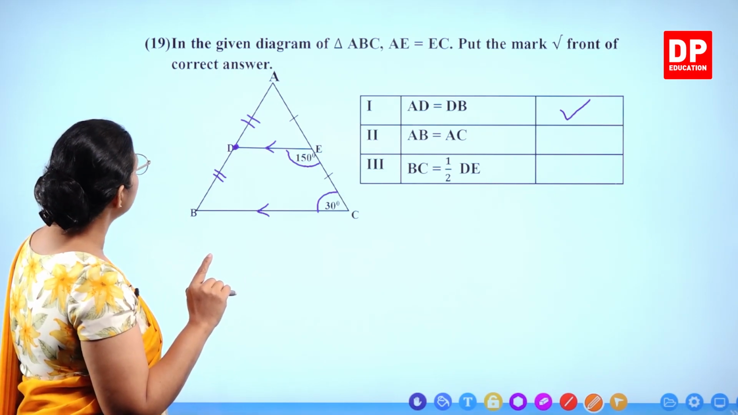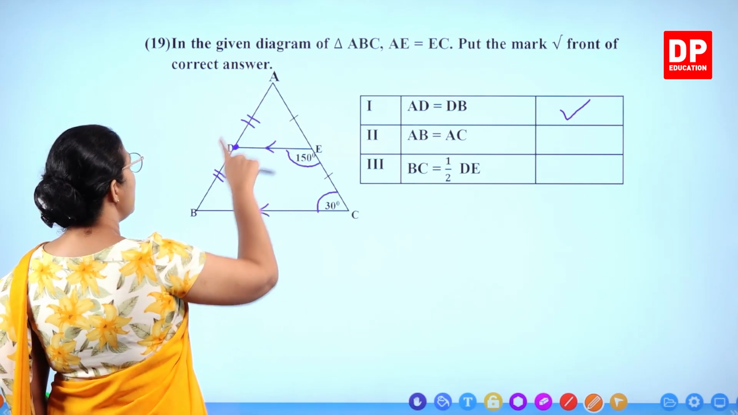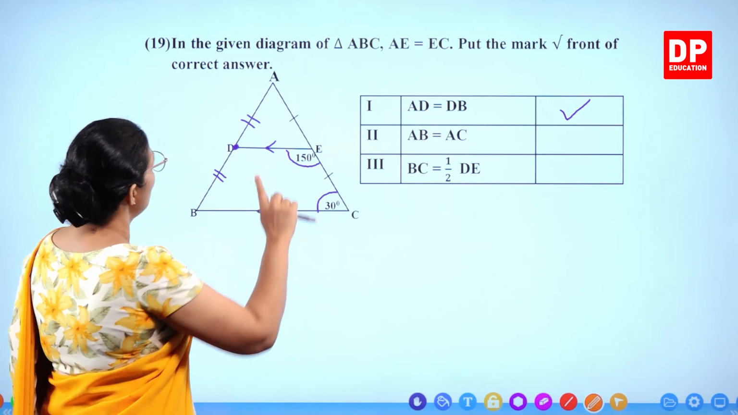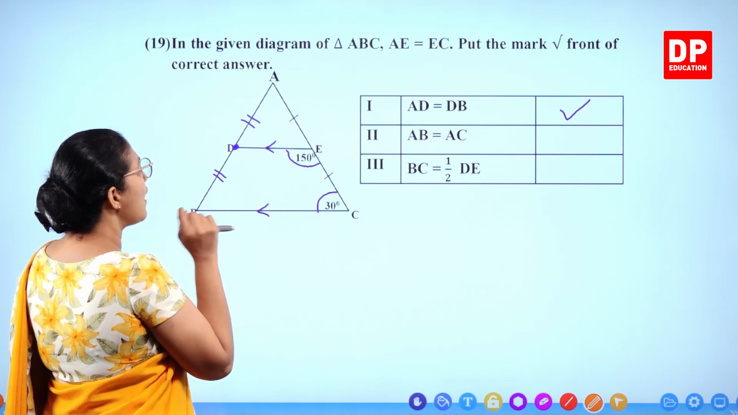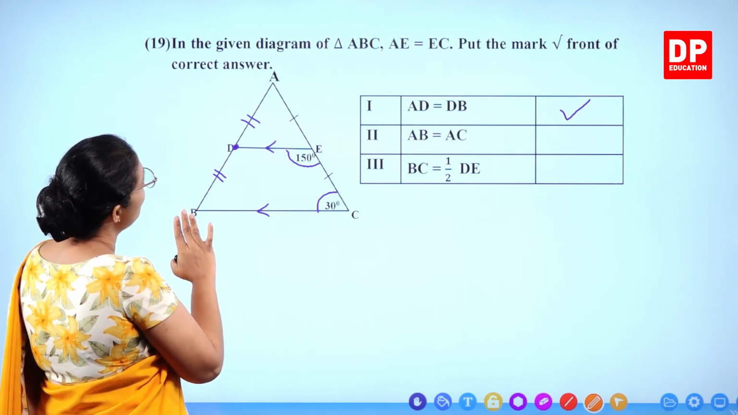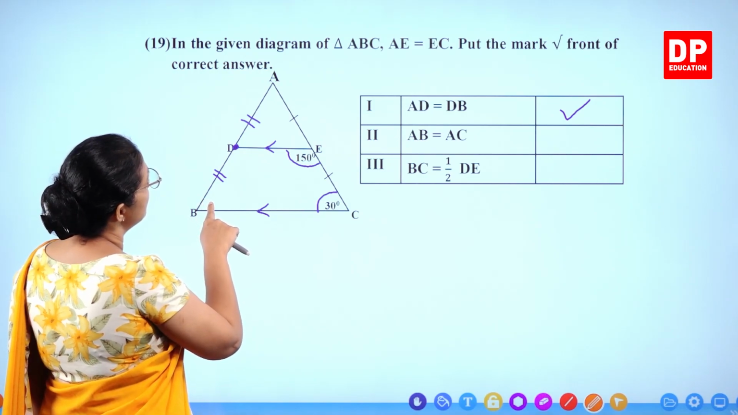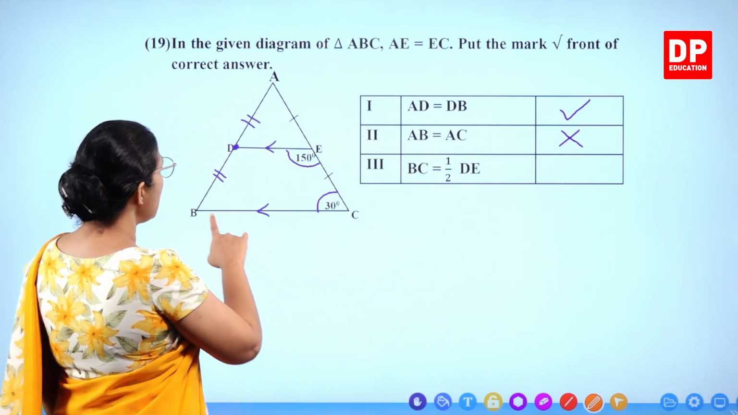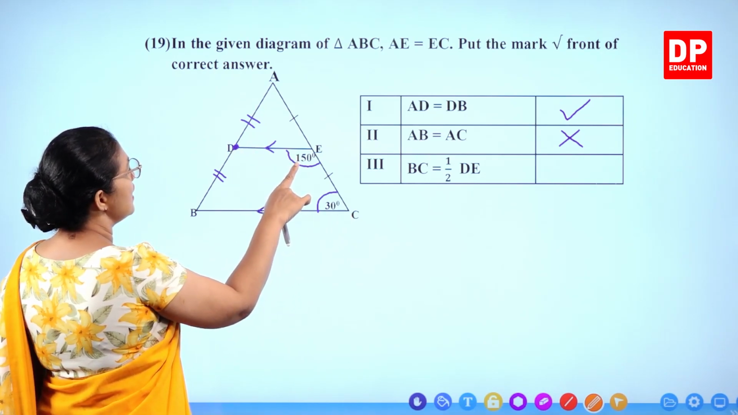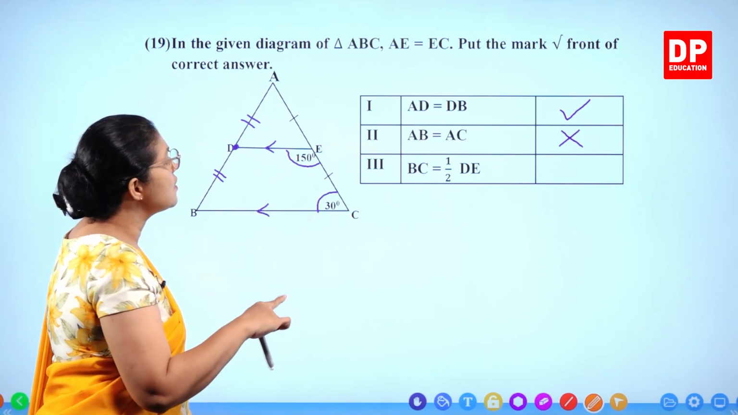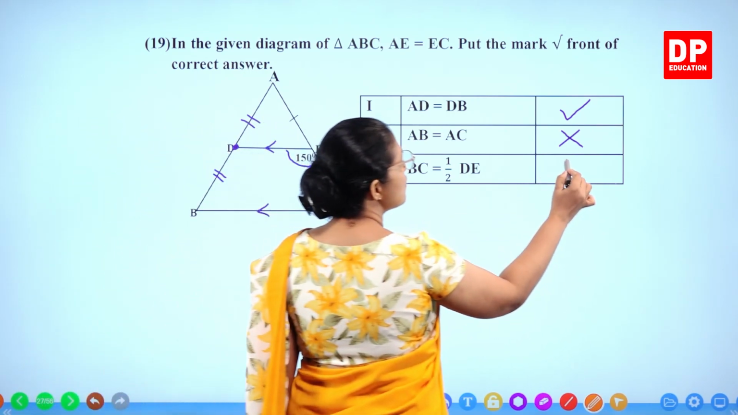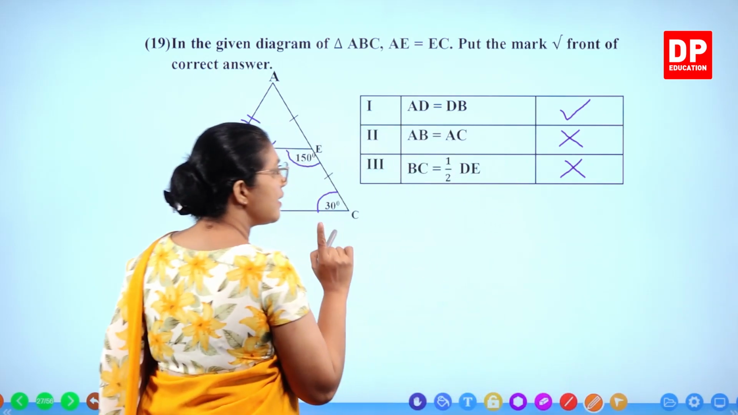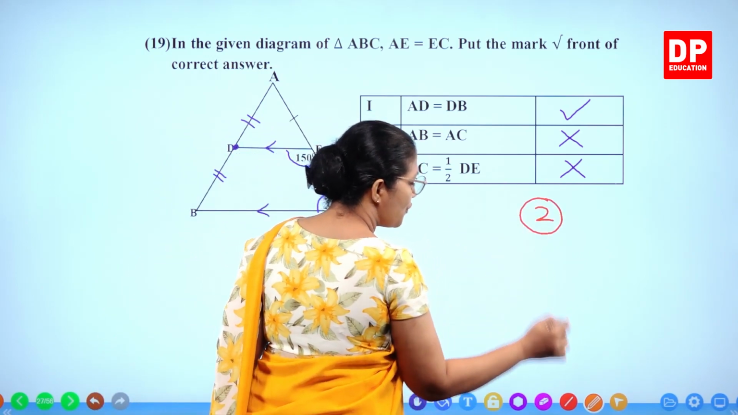AB equals AC. We don't know. This length is not the same as this length. No, we can't find out, because if this is an isosceles triangle, these two lengths are equal. But we can't find out this angle. So we can say it's not equal. BC is half of DE. Or the other way around. BC is twice DE, not half. So this is also wrong. So when you get at least 2 correct, you can get 2 marks out of 3.